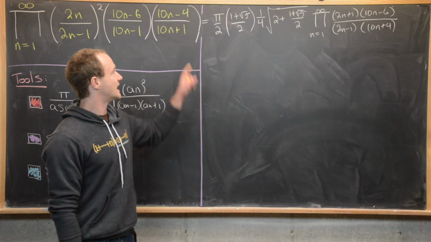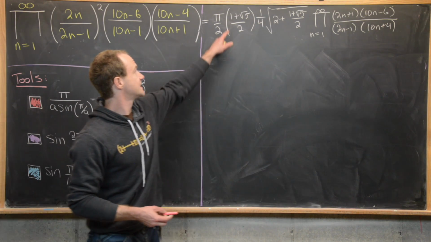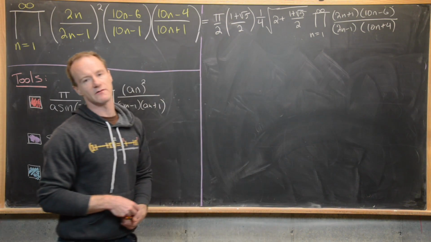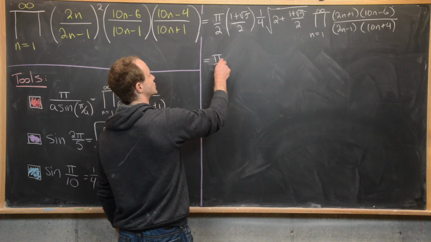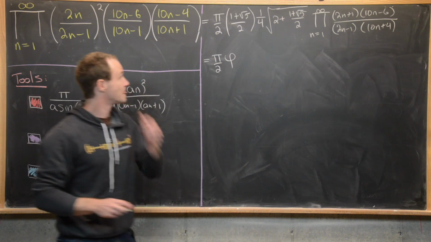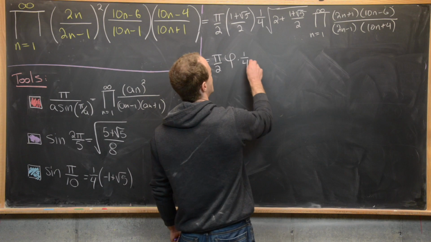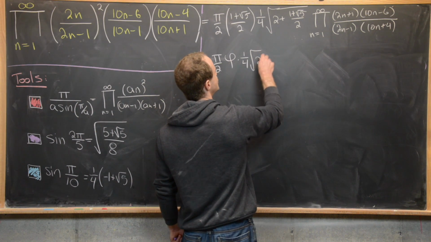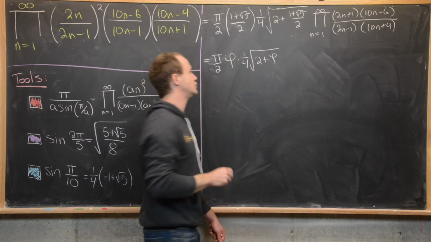So in the last board we ended at this point. Now we're going to simplify this a little bit. So the first thing that I want to notice is 1 plus root 5 over 2, that's the golden ratio. So I can bring this pi over 2 down and then write this as the golden ratio, which I'll call phi. Then next, I have that as times 1/4, and now I have the square root of 2 plus, well, that's the golden ratio again, so that's going to be 2 plus phi.